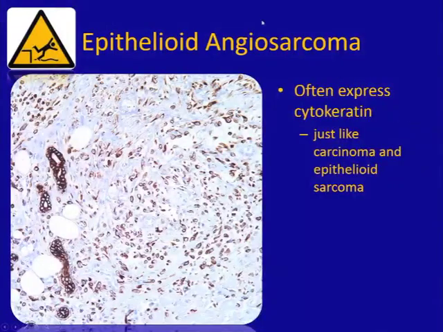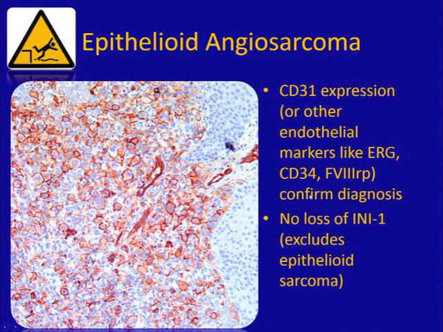So here's the problem that I mentioned, though. Epithelioid angiosarc expresses keratin oftentimes, sometimes up to 50% of them can express keratin, just like carcinoma does, just like epithelioid sarcoma. And again, those are very different diseases. And here's an example of CD31, the strong membranous staining that you'd like to see in angiosarc. And you can use other markers like ERG. ERG is a nice nuclear marker for endothelium, and I really like it. I use it a lot.